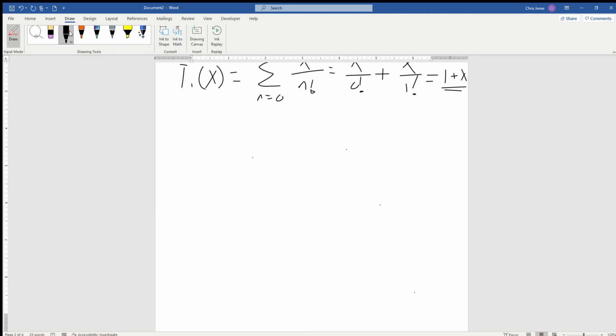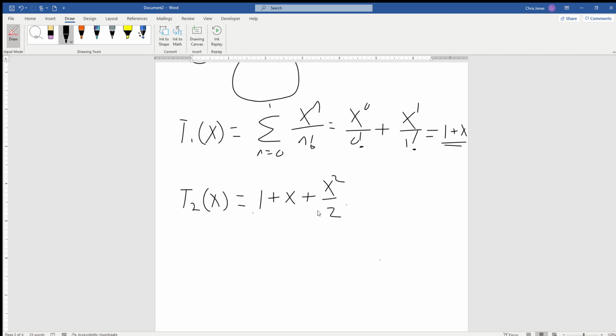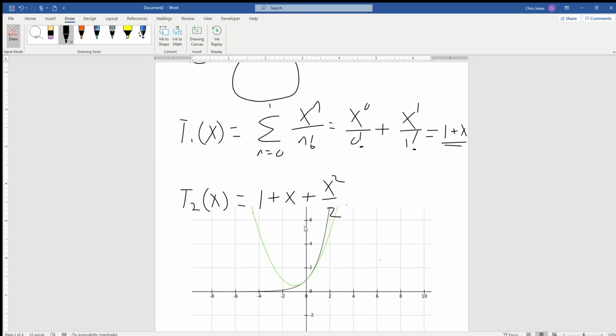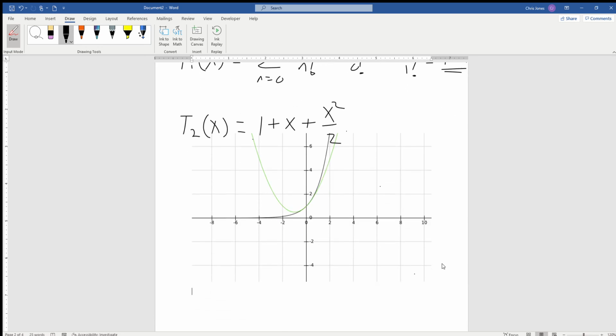So if I plug in, let's say, T sub 2 of x, that's going to be equal to 1 plus x plus x squared over 2. I'm just writing out 0, 1, and 2 this time. So now we have a quadratic to represent the function. Let's see what that looks like. It's still not too bad. Right around the middle, it looks pretty good. And then when you start getting around x equals 2, it starts becoming noticeably divergent. So the polynomial's pretty good from maybe something like -1 up to +1.